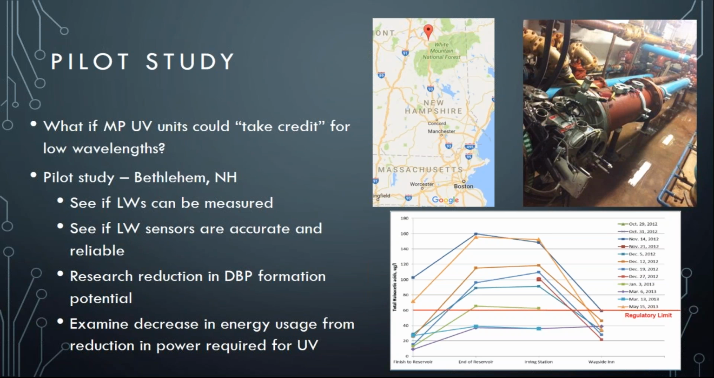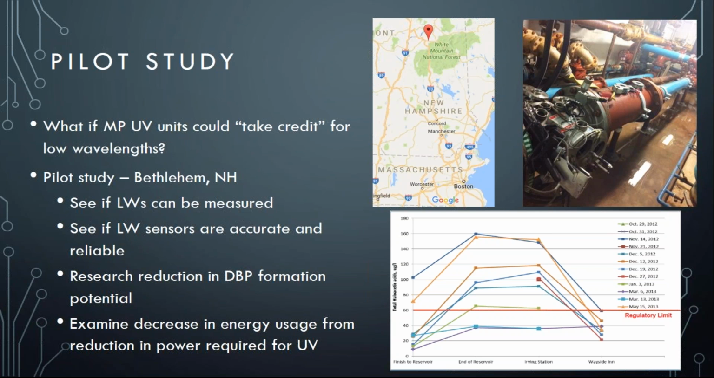And basically, the question we're looking to ask is, what if medium pressure units could take credit for these low wavelengths? Can the sensors that are in that system reliably measure the low wavelengths? And are they measuring them at a level that we can really see and consider accurate? And in that case, if we can, then that kind of proves to us that adenovirus can be inactivated much more efficiently and at a lower power level for UV units.